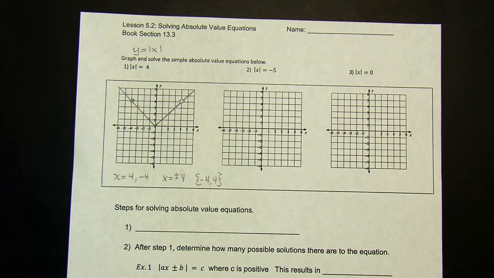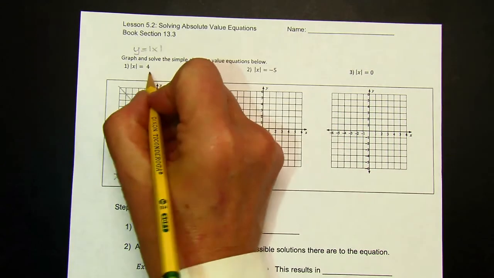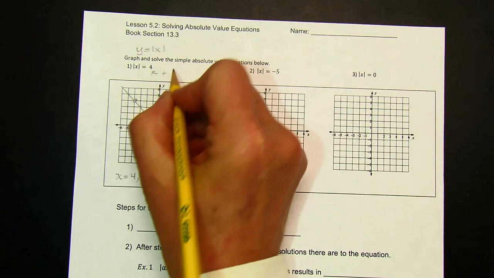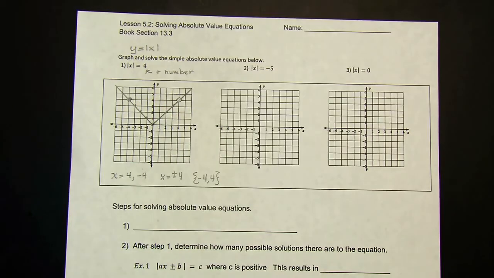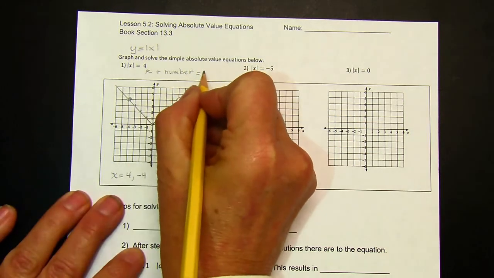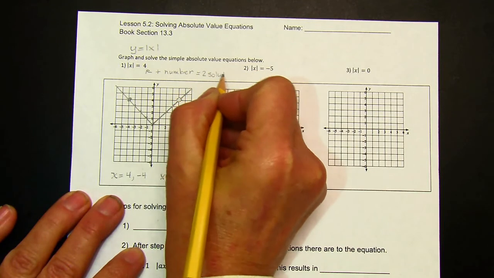Okay, so what I want you to notice here is this is a positive number. And when the absolute value is all by itself and it equals the positive number, how many solutions did we get? How many? I didn't get all real numbers. How many solutions did I get for x? 2. So positive number equals 2 solutions.